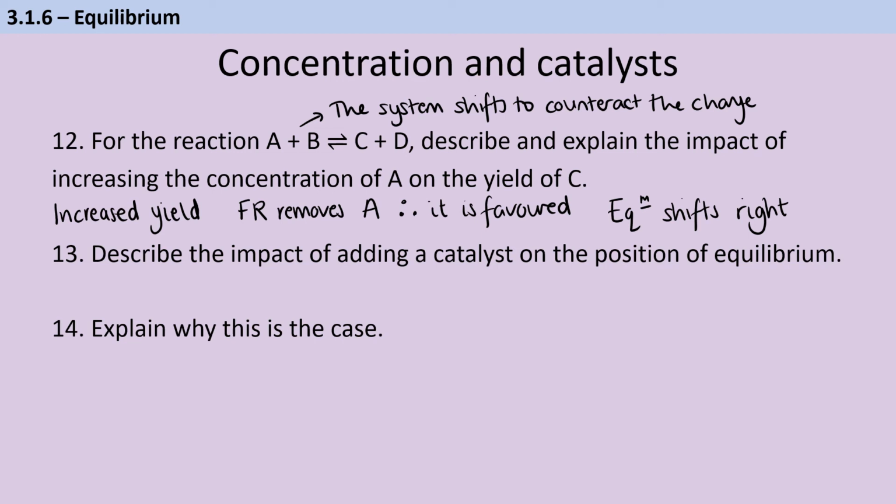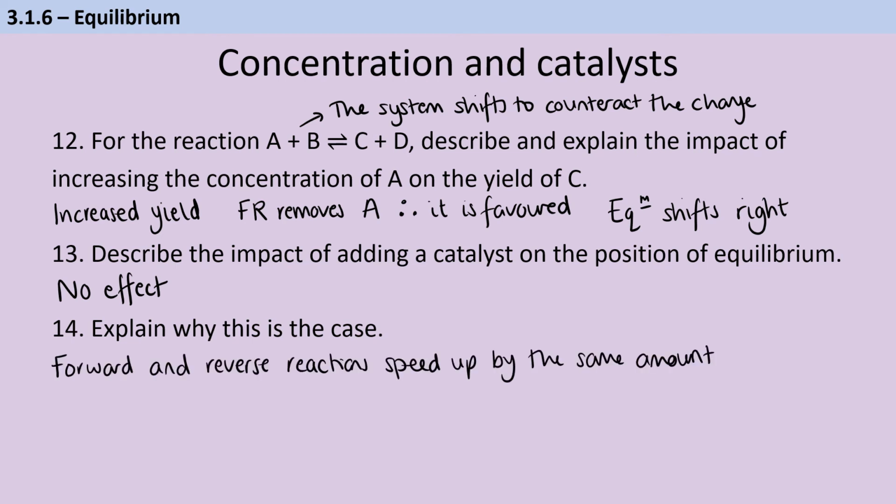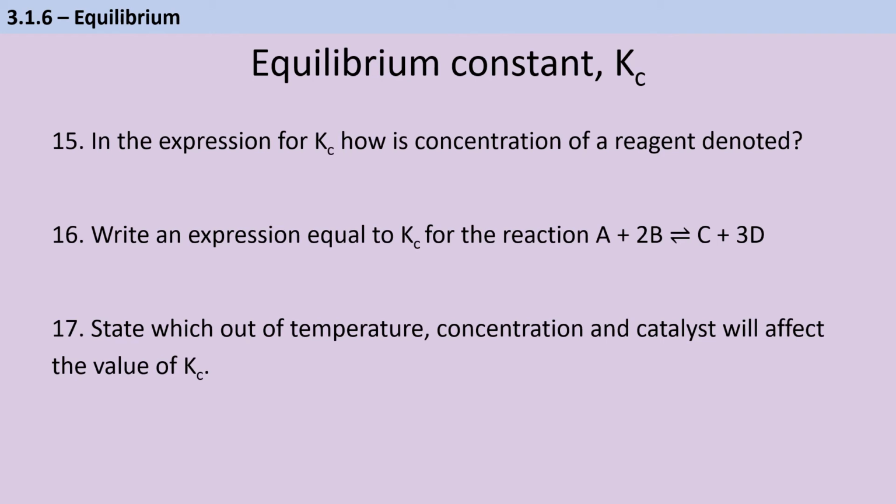Adding a catalyst won't affect the position of equilibrium, and this is because the forward and reverse reactions are sped up by the same amount. So overall, there's no change. Finally, we're looking briefly at how we can write these Kc expressions, which are then going to lead into the calculations that you do as part of this equilibrium unit.